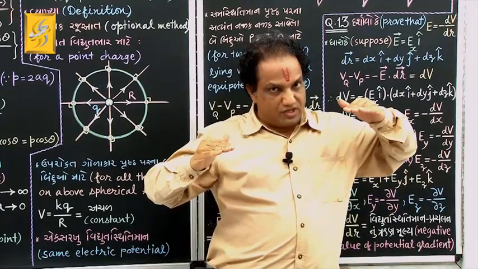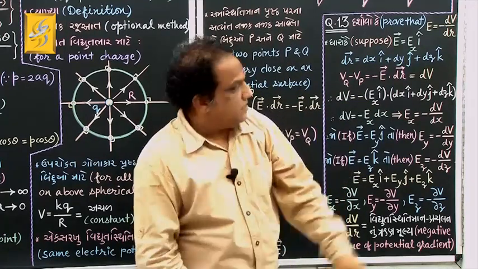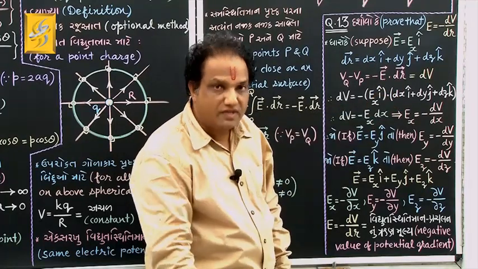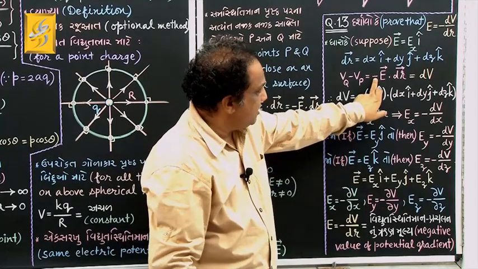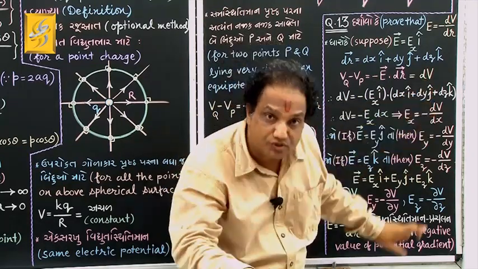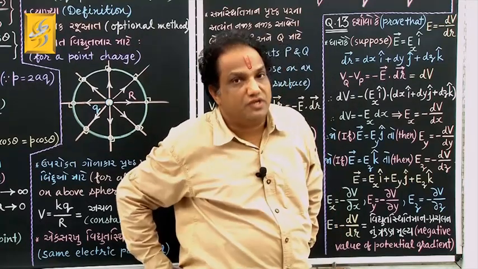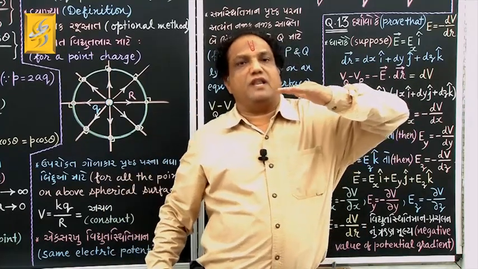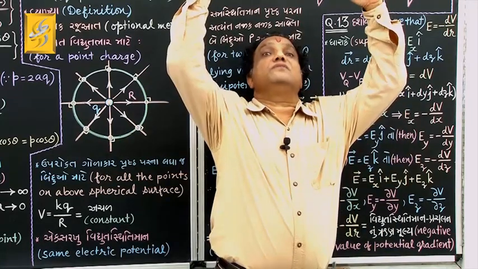If you move in a direction opposite to electric field, then the direction of displacement and the direction of electric field are opposite, so the angle theta between them will be 180 degrees. Cos of 180 degrees is minus 1. Minus 1 into minus 1 will become plus 1. That is, dV will be positive. When change in potential is positive, it indicates an increase in electric potential. Okay? So just remember, whenever we move in a direction opposite to electric field, electric potential will increase.